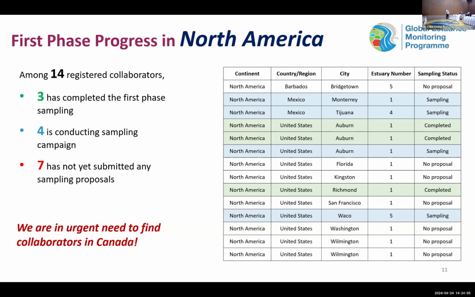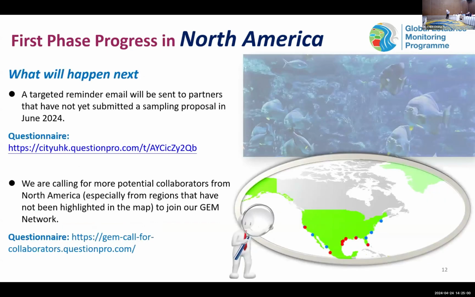For North America, we are now engaging to find new collaborators in Canada, a very similar situation to Russia, because Canada also has a large area. But now we don't have any collaborators from Canada, and the best season to take samples in Canada is also this summer, because it's a non-freezing period for this area.